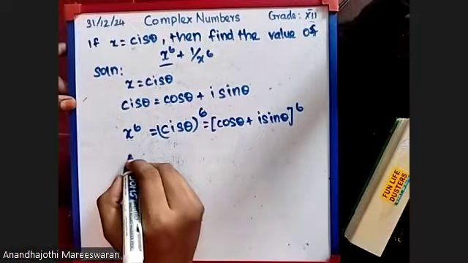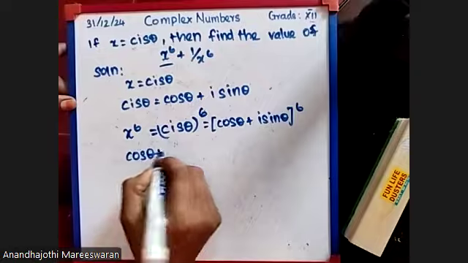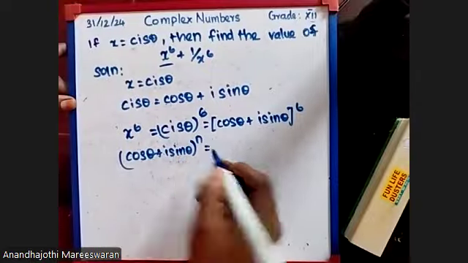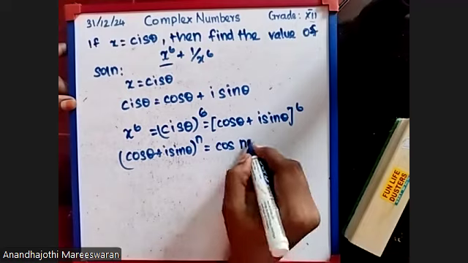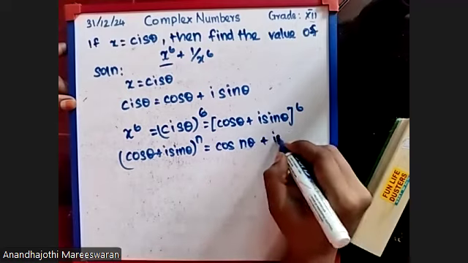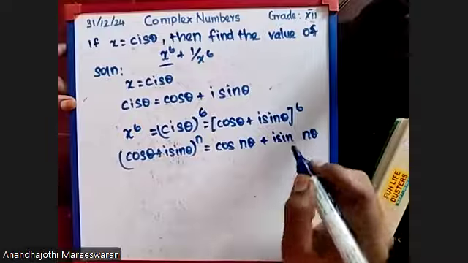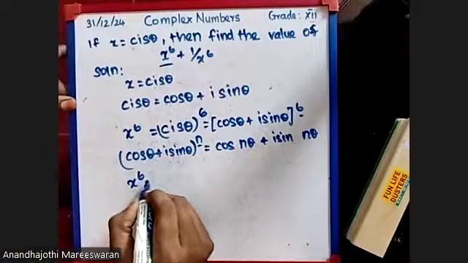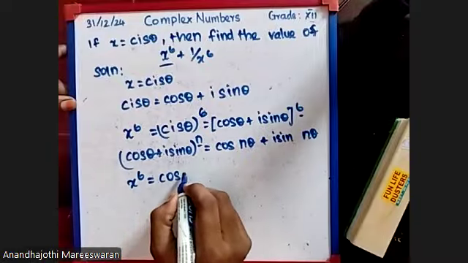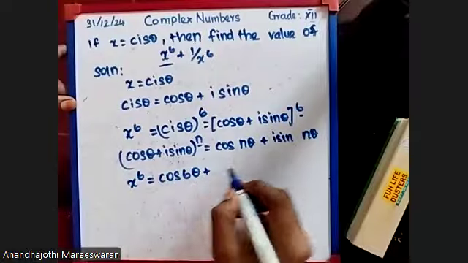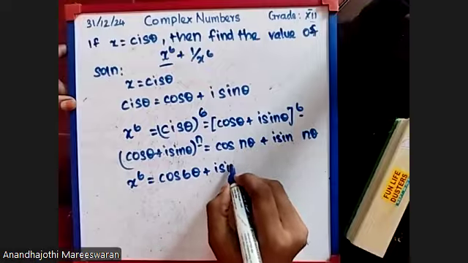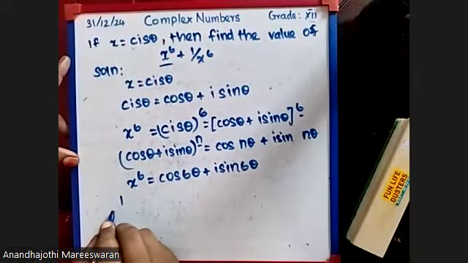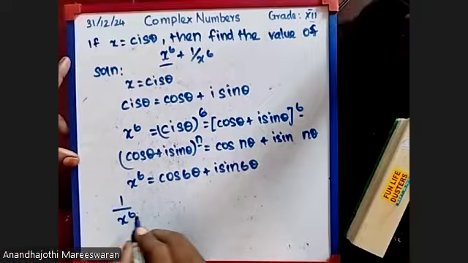So we had a formula: cos theta plus I sin theta, power n, will be equal to cos n theta plus I sin n theta, right? So in place of n we have 6. So x power 6 equals cos 6 theta plus I sin 6 theta. Clear? So what will be 1 by x power 6?